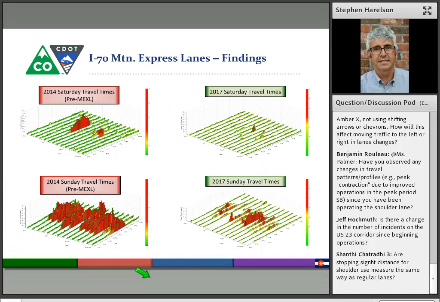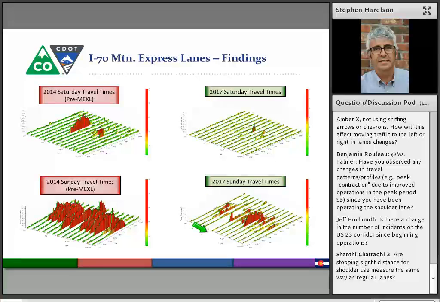Here's a graph that shows the seasonal effect. So each one of these axes going this way represents a weekend. And the green means no congestion, the red means great congestion or lots of congestion. So on a Saturday, before the lane was constructed, we had this big hunk of congestion, and then over here, almost none. On Sunday, which is the big demand day, every weekend it's congested all year long, and then after it's built in 2017, much less congestion.